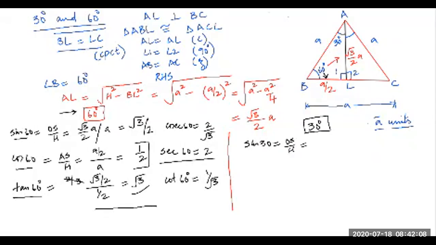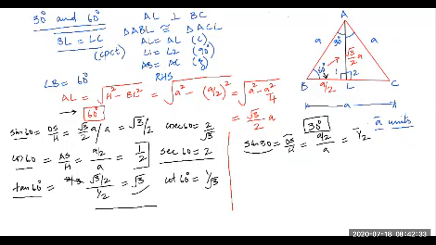One thing students always remember, whenever you write any formula, always write the complete formula instead of being in a hurry to write down the values. You will make fewer mistakes. Okay. So what is the opposite side for angle 30 degree? It is a by 2. A by 2 divided by hypotenuse, which is always a. So sine 30 is 1 by 2.